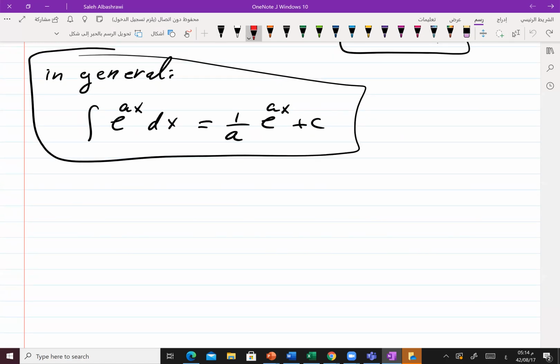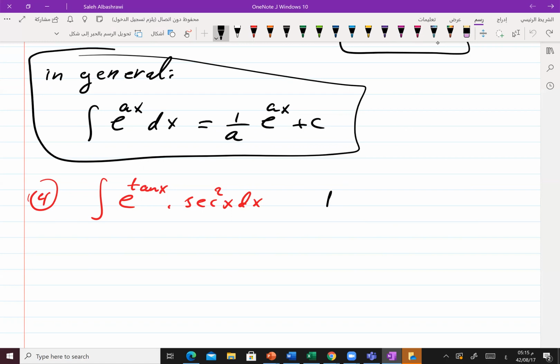Example number 4. Integration of e to power tangent x multiplied by secant square x dx. Again, I have e to power something different from x. I know the integration of e to power x is equal to e to power x, but if it is not x, I will use the u substitution technique.